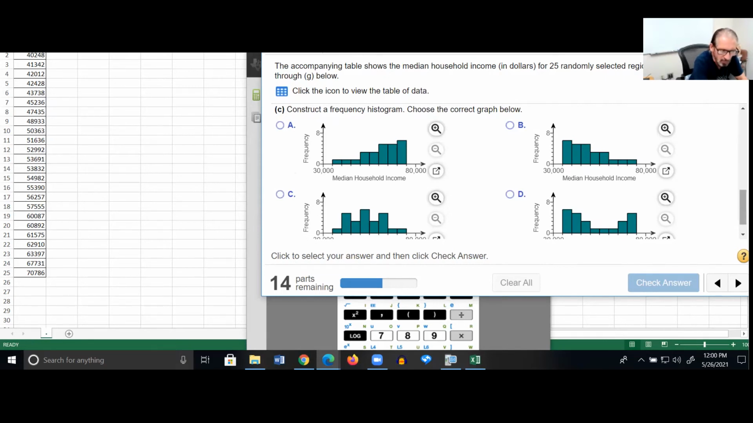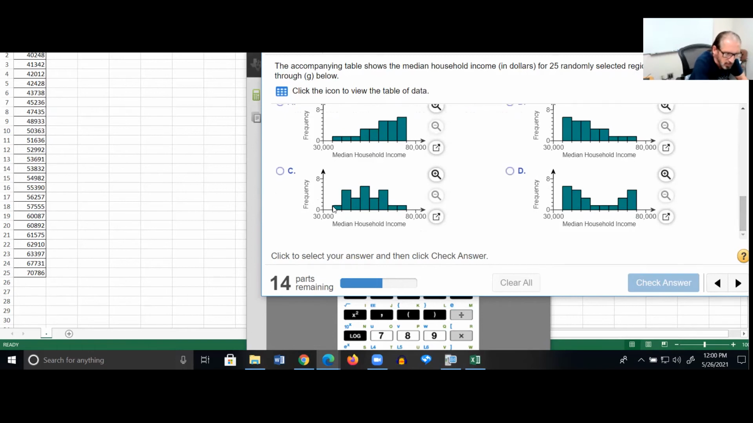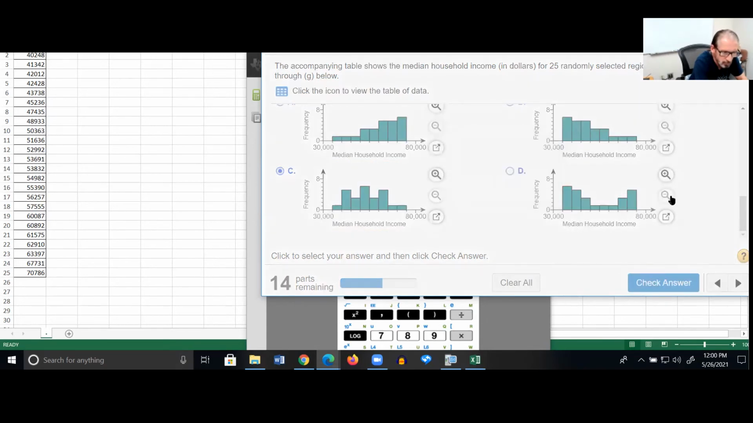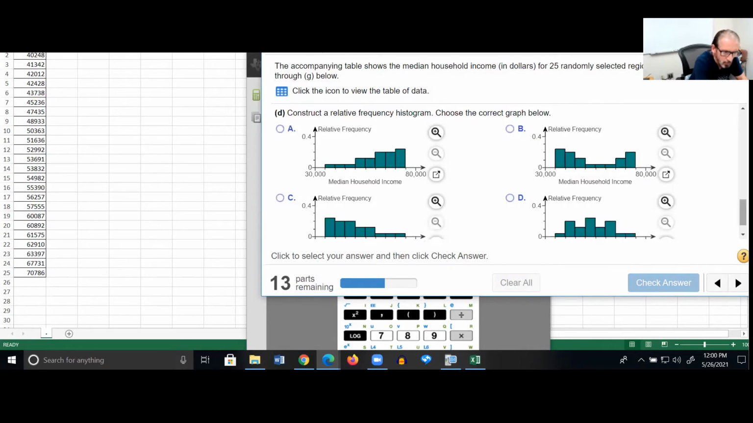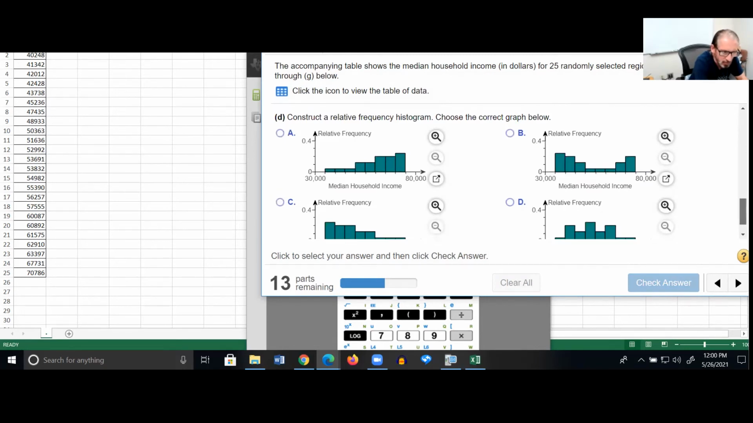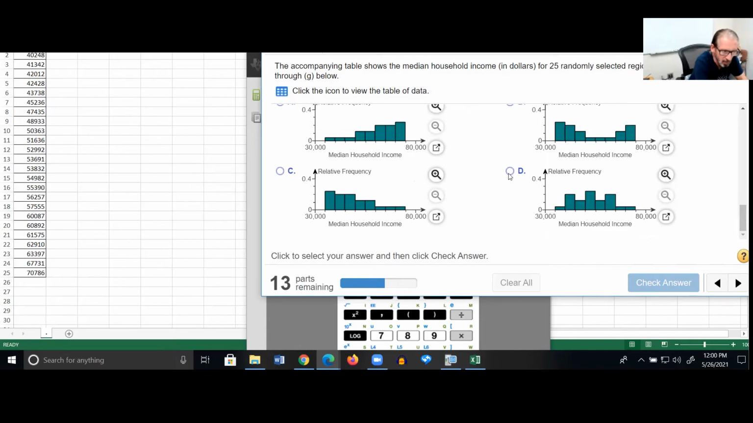I should leave out D as well. Let's be very careful though. 1, 5, 3, that 3 is higher than 1. Jumps up to 6, down to 3. Back to 5, and then 1, 1. We should have the same kind of shape with our relative frequency histogram.